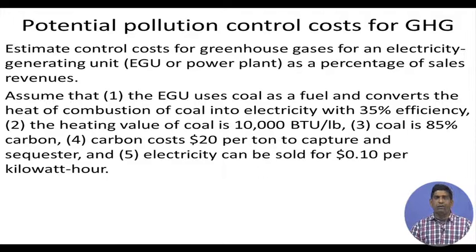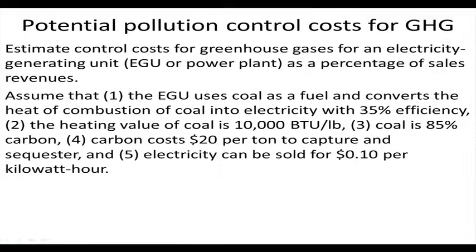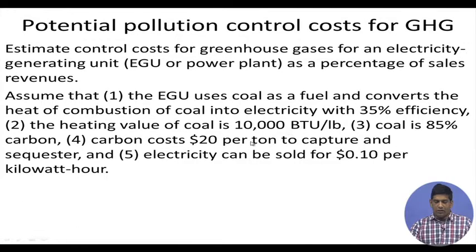Say you assume that an electricity generating unit, shown as the EGU over here, uses coal as a fuel and converts the heat of combustion of the coal into electricity. As we have seen in the first or second module, these processes are very low efficiency. So we are looking at 35% efficiency. The heating value of coal is 10,000 BTU per pound. Coal is 85% carbon. Carbon costs $20 per ton to capture and sequester. Electricity can be sold at 10 cents per kilowatt hour.